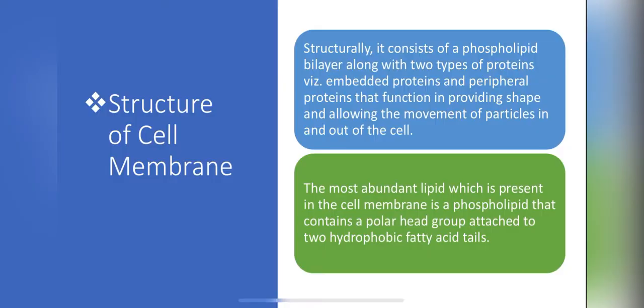Structure of cell membrane. Structurally, it consists of a phospholipid bilayer along with two types of proteins, embedded proteins and peripheral proteins, that function in providing shape and allowing the movement of particles in and outside of the cell. The most abundant lipid present in the cell membrane is a phospholipid that contains a polar head group attached to two hydrophobic fatty acid tails.